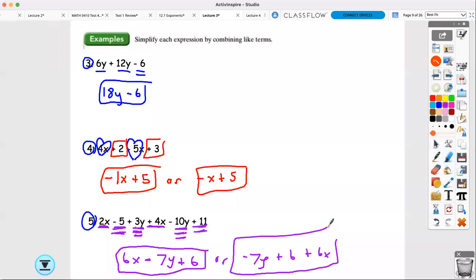But the formality would be alphabetical order. Notice that I did x, y in order, and then the constant term is always typically last if you care about formality. But this course is not strict on formality because they mean the same thing.